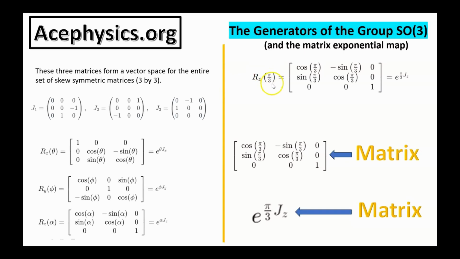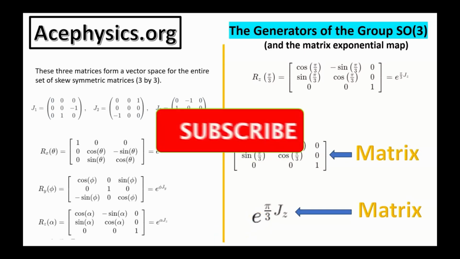RZ of pi over 3 is a rotation matrix that rotates an object by pi over 3 about the z-axis. This is that rotation matrix, and I can also write it as e to the pi over 3 times Jz. This is a matrix, and this is a matrix. In quantum mechanics, matrices are often written as exponentials. It's done that way partly for convenience.